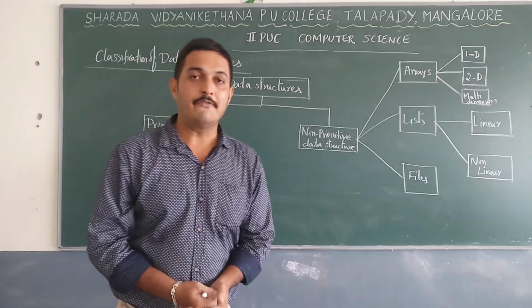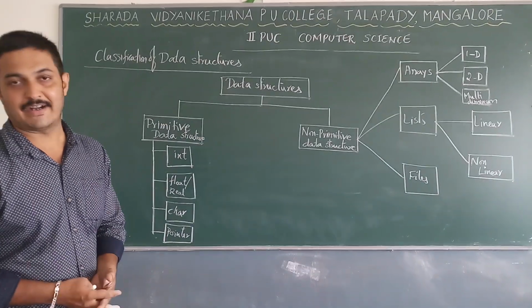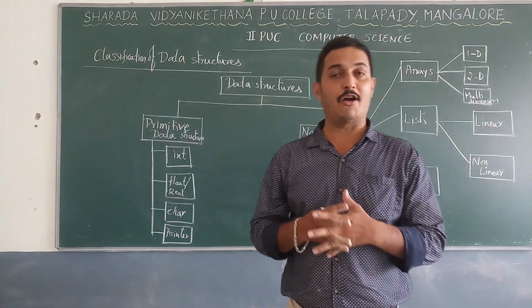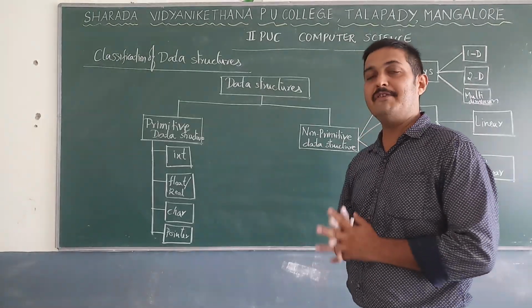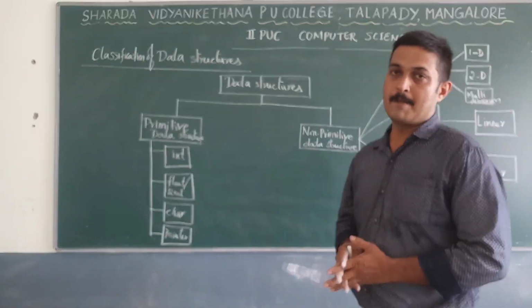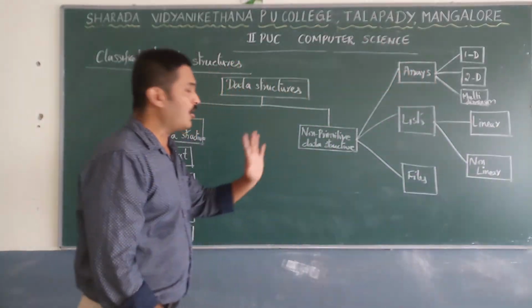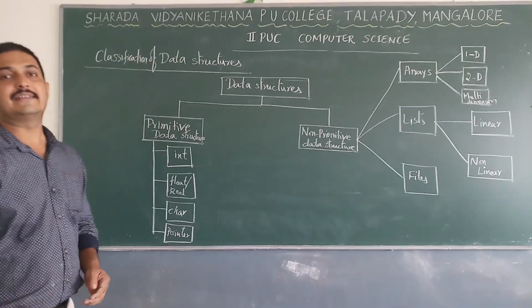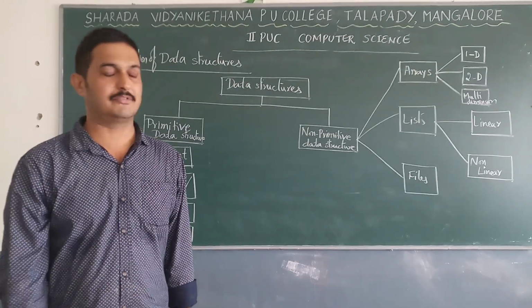Well, now we start with the classification of data structures. So far we studied that data structure means it's a specialized format for storing and organizing data. And here, data structures, broadly we can classify into two types. First one is primitive data structures, second one, non-primitive data structures. Primitive data structures is also called as fundamental data structures or built-in data structures.